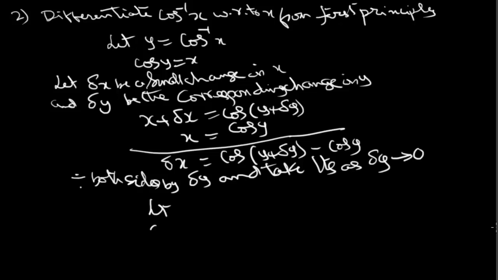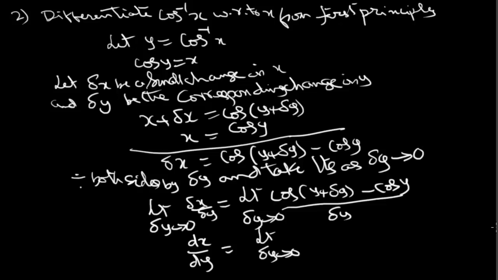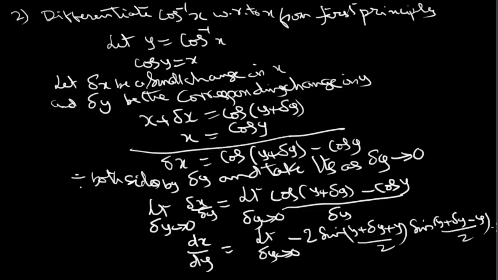So limit delta y tending to 0, delta x by delta y is equal to limit delta y tending to 0 of cos of y plus delta y minus cos y, by delta y. So left hand side becomes automatically dx by dy by convention. So here limit delta y tending to 0, numerator cos C minus cos D is minus 2 sin of C plus D by 2, that is y plus delta y plus y by 2, into sin of C minus D by 2, that is y plus delta y minus y by 2, whole divided by delta y.